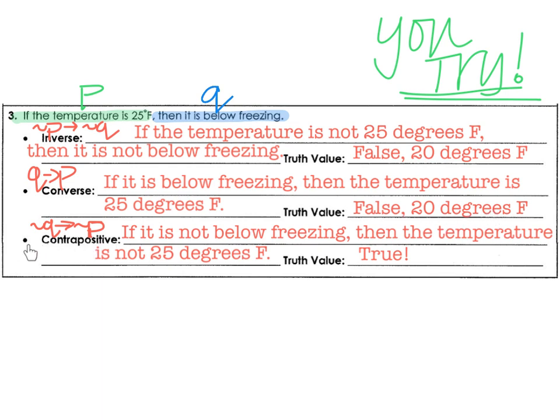And last but not least, the contrapositive. We're switching our Q and P and we're negating them. So we're saying if it is not below freezing, then the temperature is not 25 degrees.